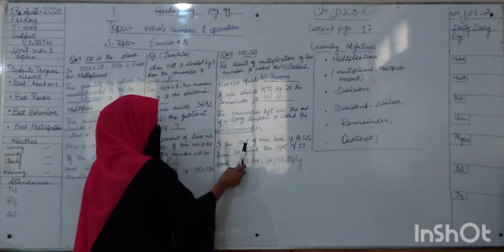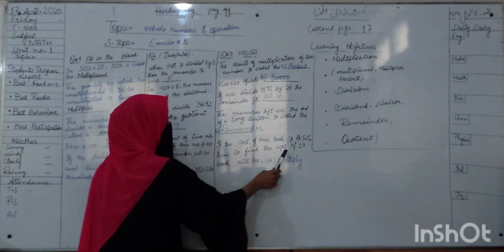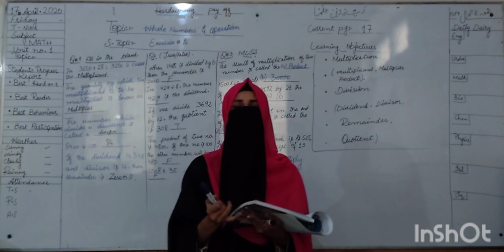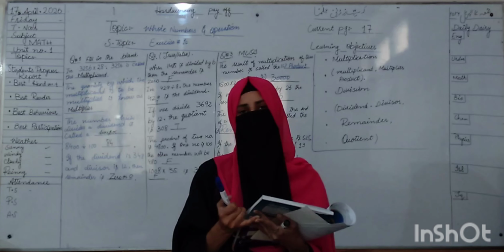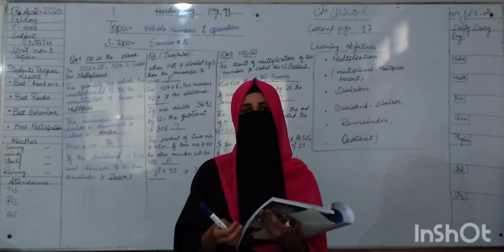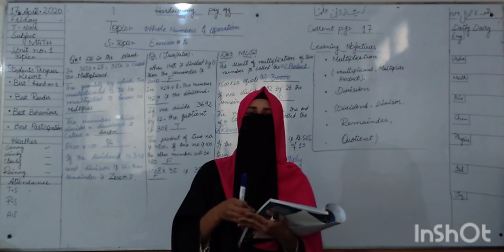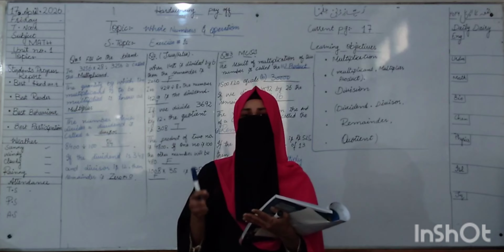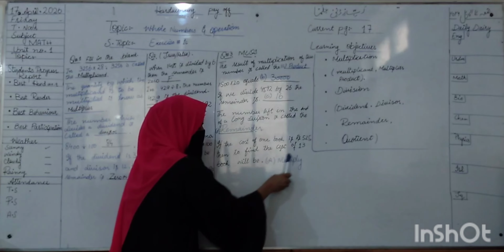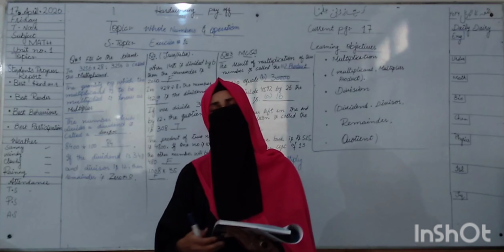Last, if the cost of one book is 525, find out the cost of 13 books. How will this be solved? Students, in addition you gather the values. In subtraction you find the difference of the values. Multiplication means to find the value of a number of things, and division means to distribute things. So when you have to find the value of a number of things, you multiply. All the students, complete your classwork.